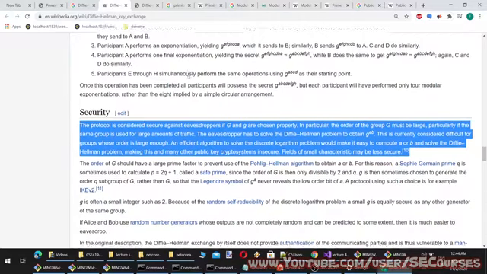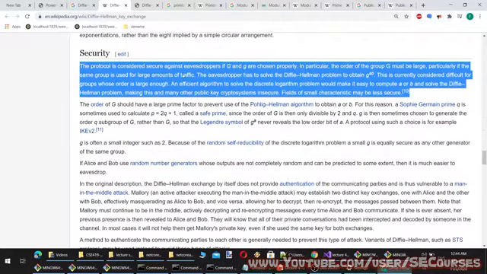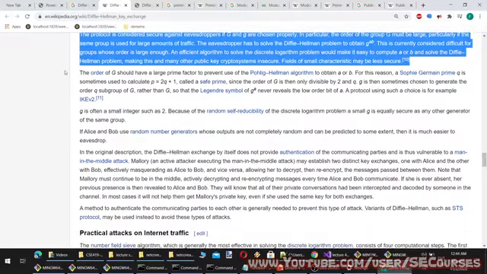An efficient algorithm to solve the discrete logarithm problem would make it easy to compute a or b and solve the Diffie-Hellman problem, making this and many other public key cryptosystems insecure. Fields of small characteristic may be less secure.